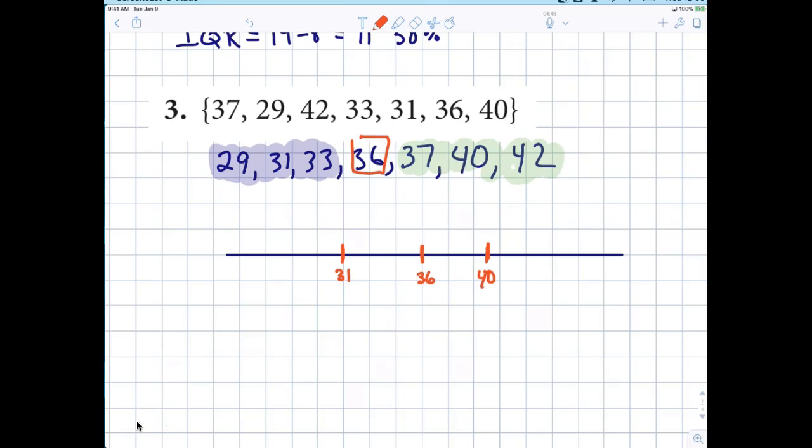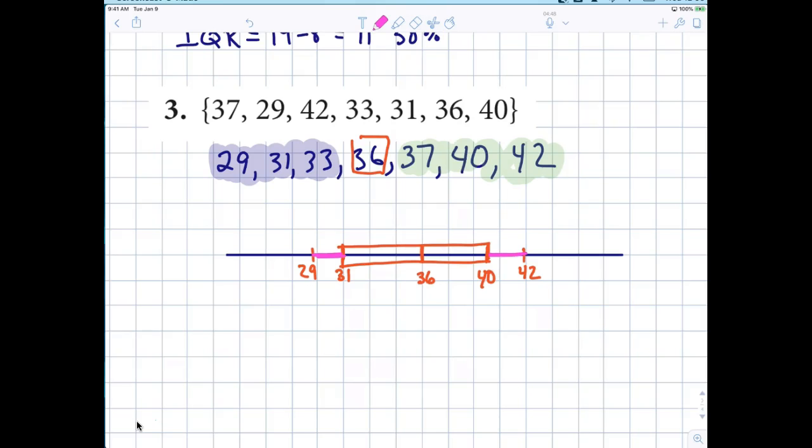All right, now here's what I want to do. We're going to draw the box. And then what's the largest number? 42. And then what's the smallest number? 29. All right, then what you do is you draw this from here to here, and you draw from here to here. So can you say those numbers are pretty evenly spaced? Yeah, they're pretty evenly spaced.